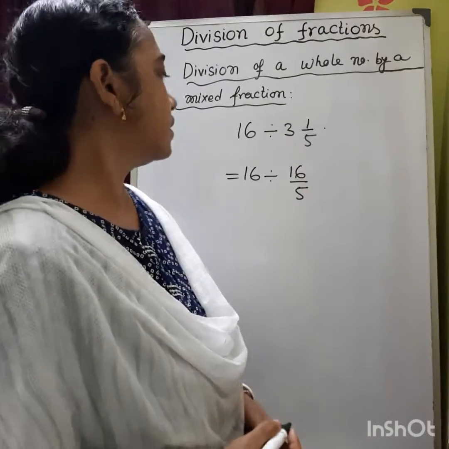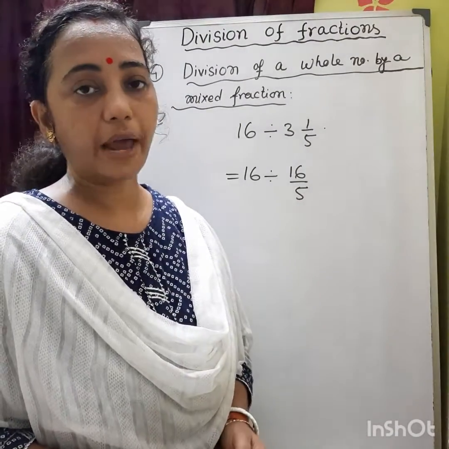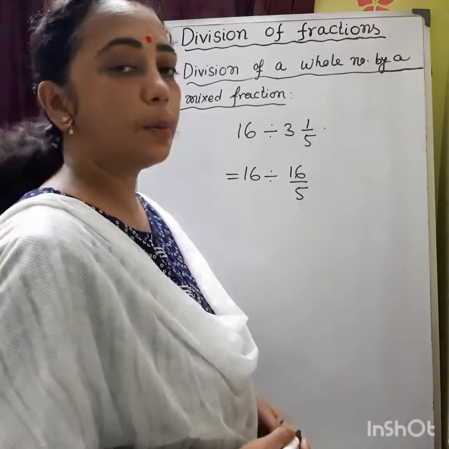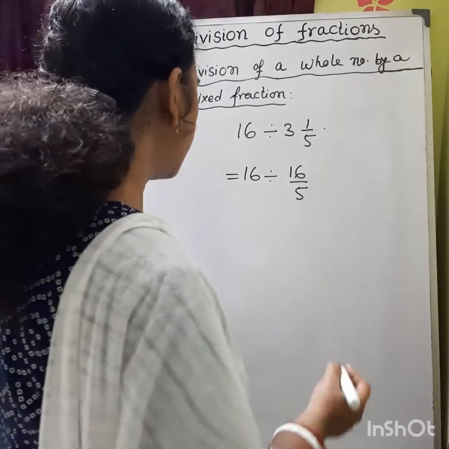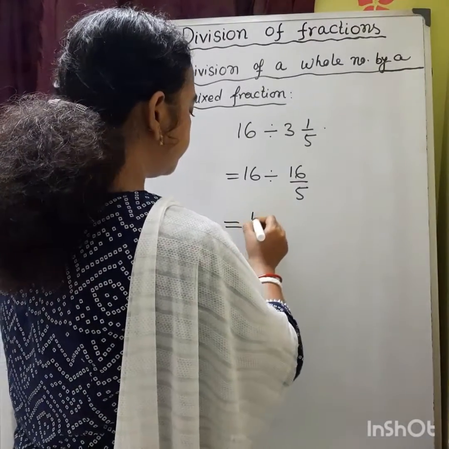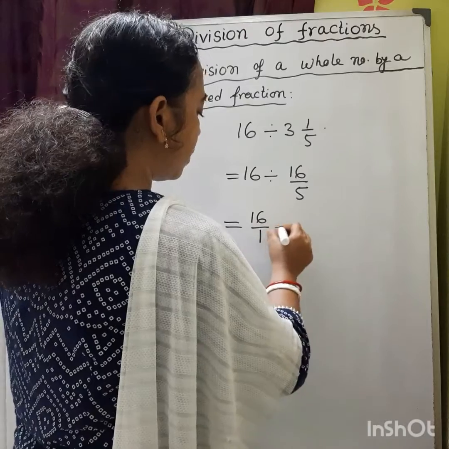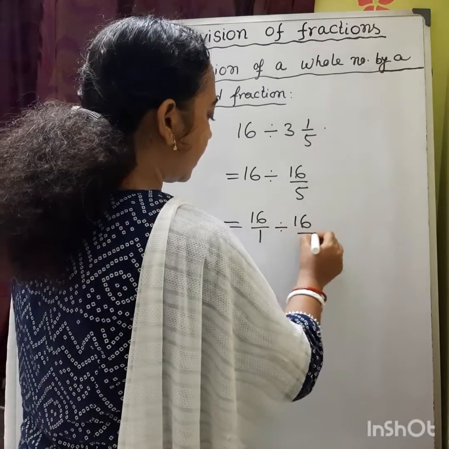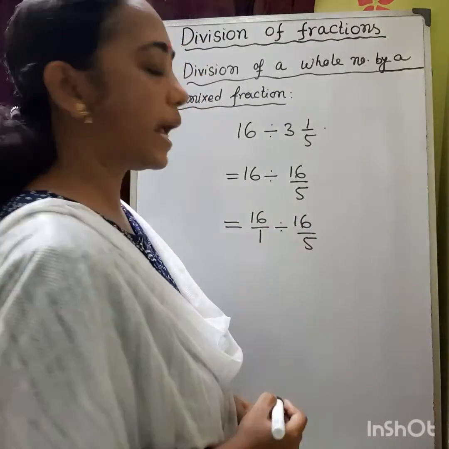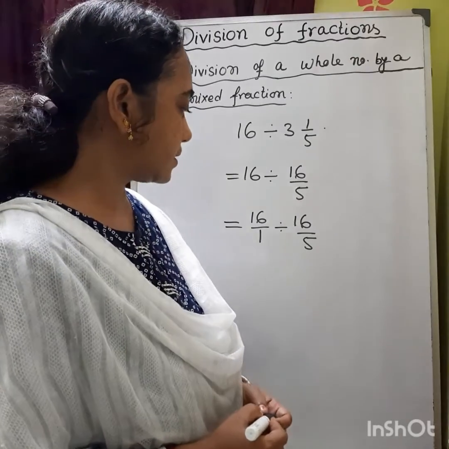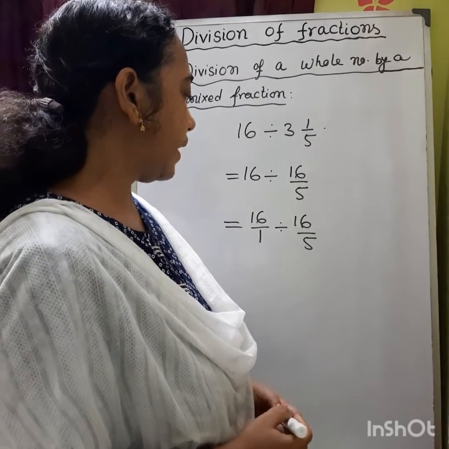Also we can convert the whole number to a fraction by placing the whole number over 1. So it becomes 16 by 1 division 16 by 5. Now both dividend and divisor are fractions. So let us divide them.